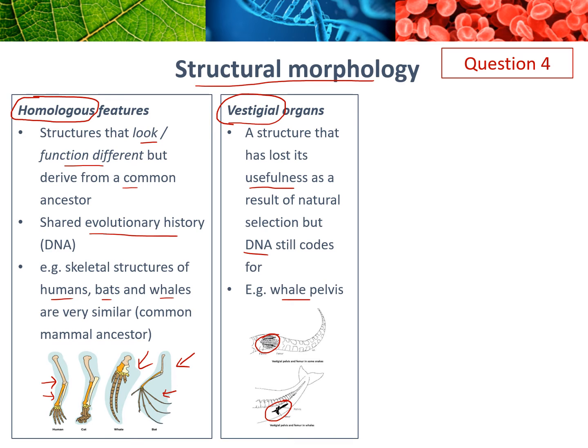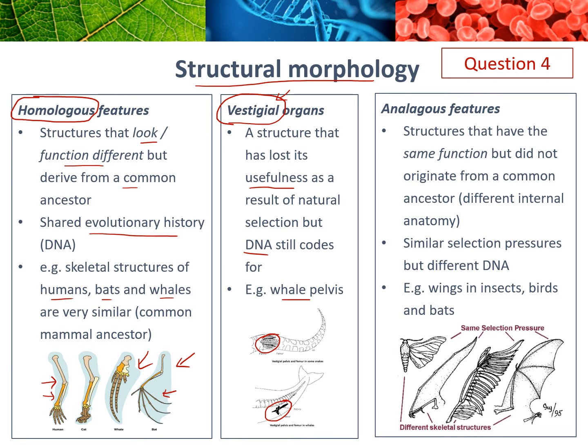There are things like the appendix in humans, which is considered to be a vestigial organ. Male nipples are not particularly needed anymore, but you still have the DNA for them, so they are still there. So that's other evidence that at some point these organs were used. They're no longer used, but they're still there.